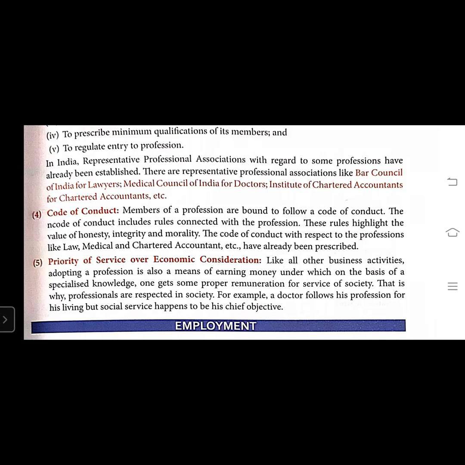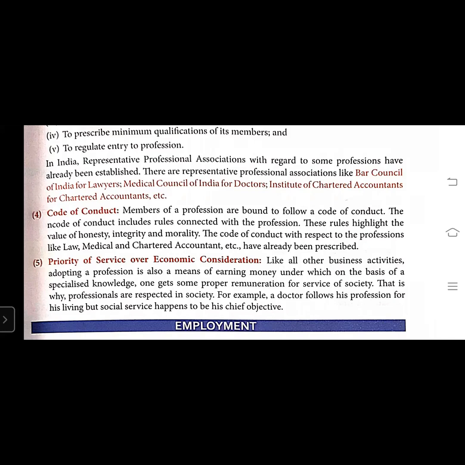Next point, the fifth point, is priority of services over economic consideration. Unlike business, this is not like that, okay? Their main motive is not to earn profit. So what is their main motive? Their main motive is to serve persons, to give services to the society.